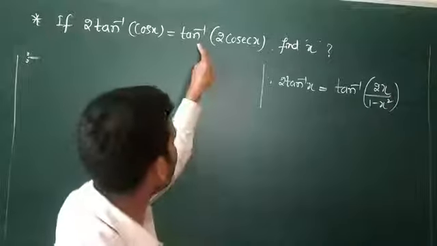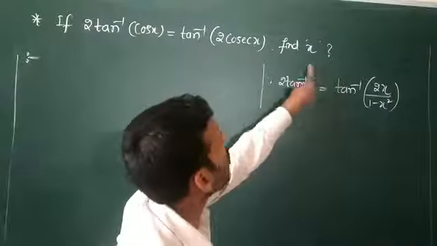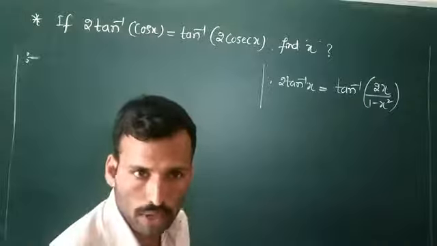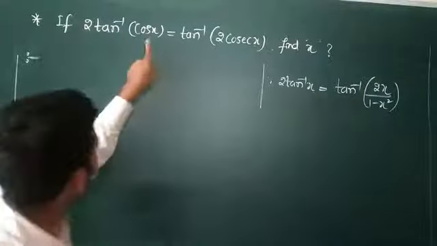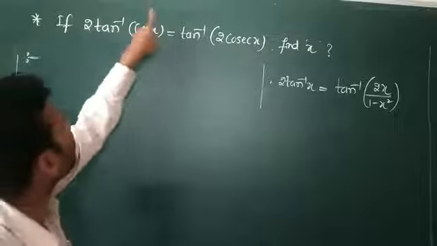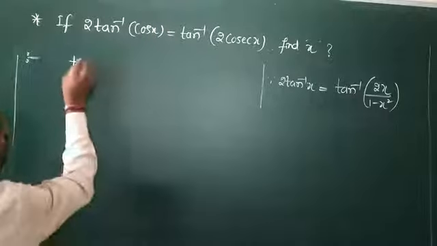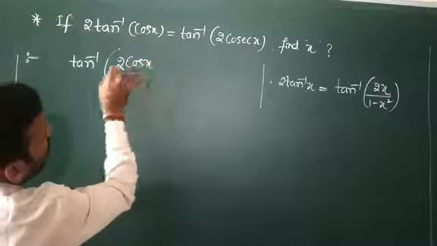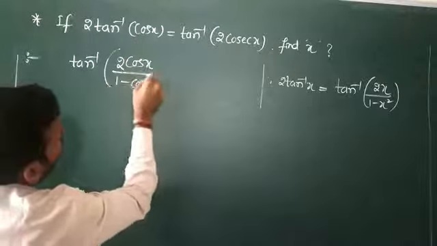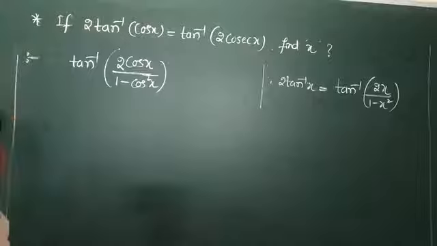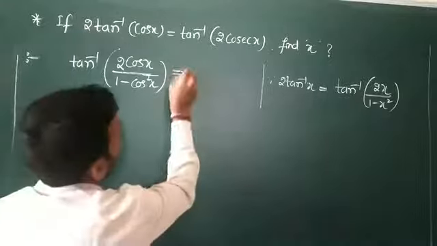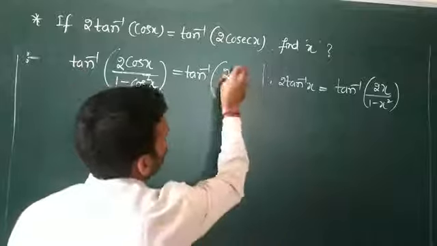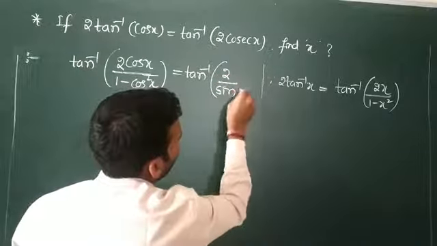Because the right hand side is in terms of tan inverse, 2 tan inverse x in terms of tan inverse is tan inverse of 2x divided by 1 minus x square. Here x is replaced by cos x. That's why this can be written as tan inverse of 2 cos x divided by 1 minus cos square x, which is equal to tan inverse of 2 cosec x. Cosec x can be written as 1 by sin x.